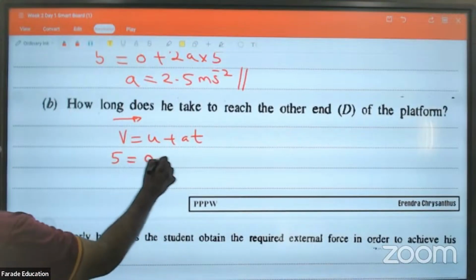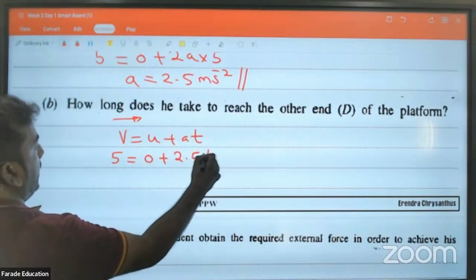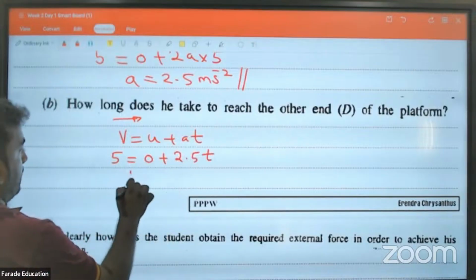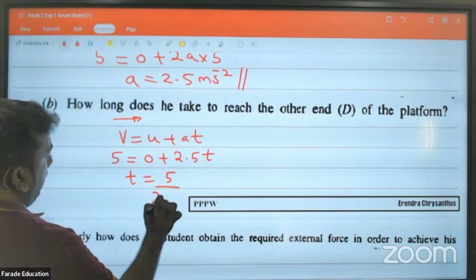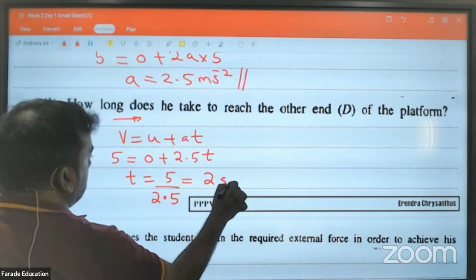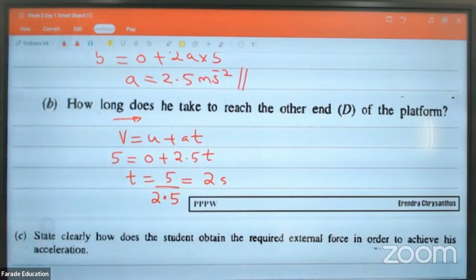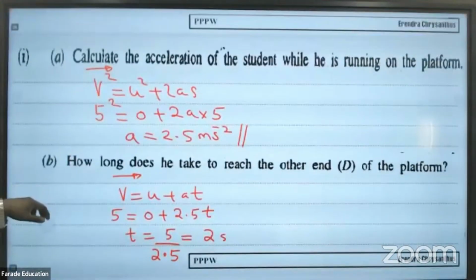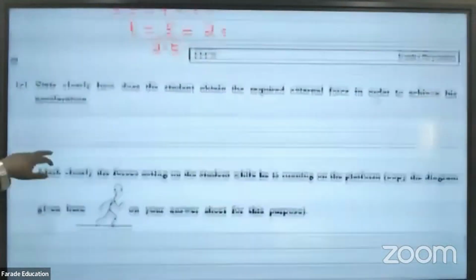Five meters per second, starting from rest, acceleration 2.5. Time is equal to 5 divided by 2.5. 5 divided by 2.5 is going to be 2 seconds. Right. Next one.